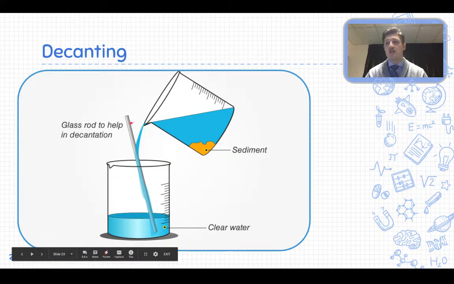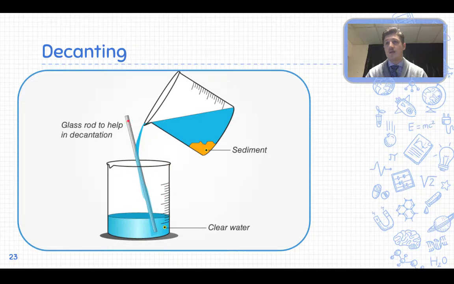Now you can use a glass rod touching the rim because that allows all the water to flow using water tension down into the beaker and you won't spill any. And what you do is you keep pouring until you get near the end. It's not the most efficient technique, but it'll ensure that you don't get any of this sediment in there. So if you've got fresh water and sand in it, this is a good way to get that fresh water off the sand, by using decanting.